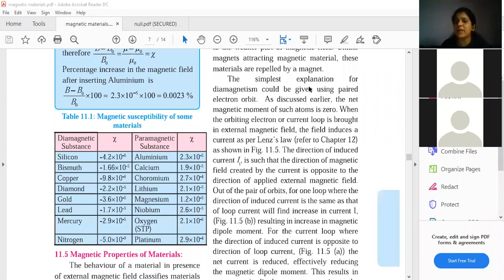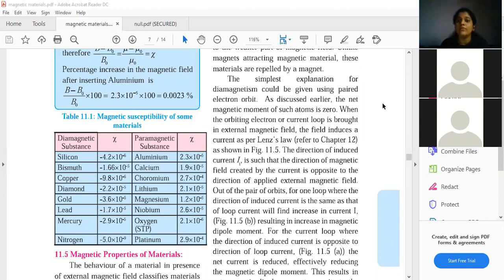The simple explanation for diamagnetism could be given using paired electron orbits. As discussed earlier, the net magnetic moment of such an atom is zero. This point I discussed at the beginning also. Whenever there is pairing, everything is paired up, so the spins cancel each other out. So the net dipole moment is zero.